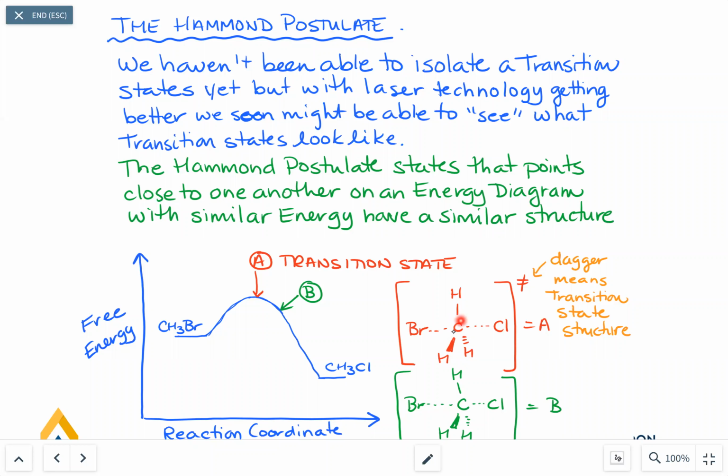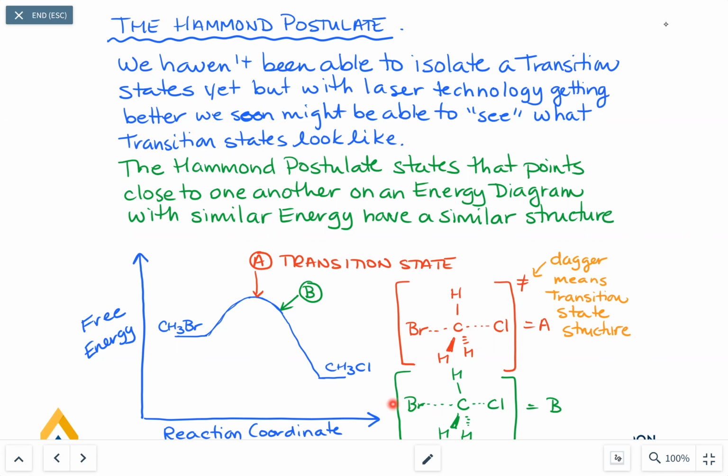Carbon can't have five bonds. And so basically what this is trying to show, the transition state which is proposed, is that the chlorine and the bromine are equal distance to the carbon, and this bond is starting to form and this bond is starting to break. When you get to point B, because it's getting closer to our product, this bond is shorter. It still hasn't formed completely, and this bond is longer because it hasn't completely broken.